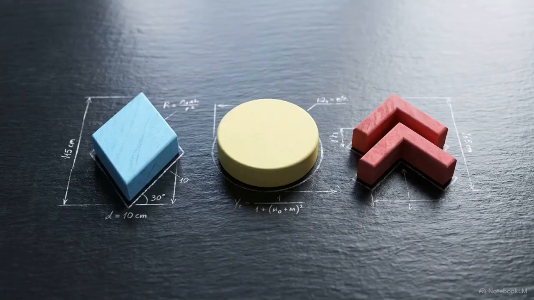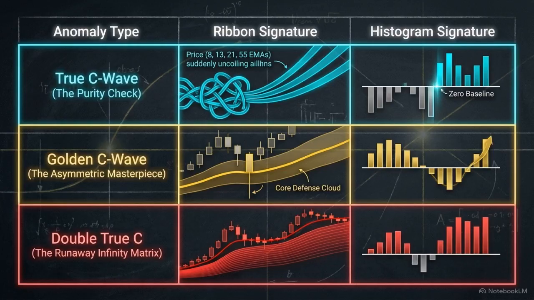These three frameworks form a unified taxonomy for identifying and trading institutional momentum. Each anomaly provides a specific modular tool for different market states, using ribbon and histogram signatures as objective evidence. The true C wave serves as the validation of structural velocity, requiring parallel averages and a clean zero-line cross. The golden C wave identifies deep value confluence, where the 55 EMA and Fibonacci levels intersect to provide a high confluence entry. The Double True C tracks runaway compounding, using the zero baseline bounce to identify when a trend has entered a multi-timeframe vertical state.